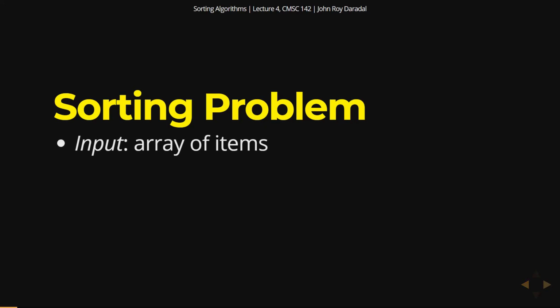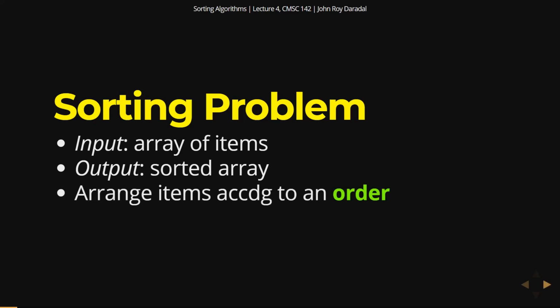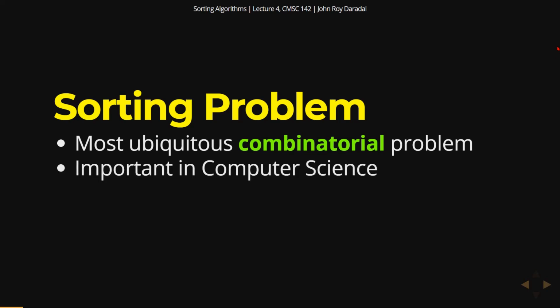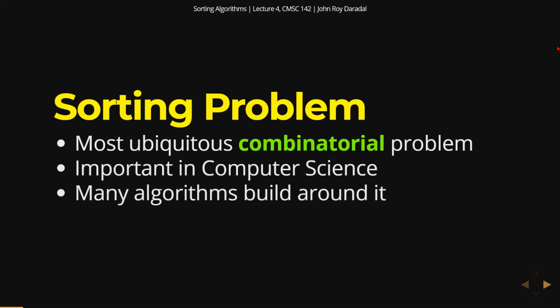In the sorting problem, we are given an array of items as input, and for the output, we will give the sorted version of the array. So we're supposed to arrange the items according to an order. It could be ascending order or descending order depending on the problem. The sorting problem is the most ubiquitous combinatorial problem, so it can be found everywhere. That's why it's very important in computer science because a lot of algorithms build around it.